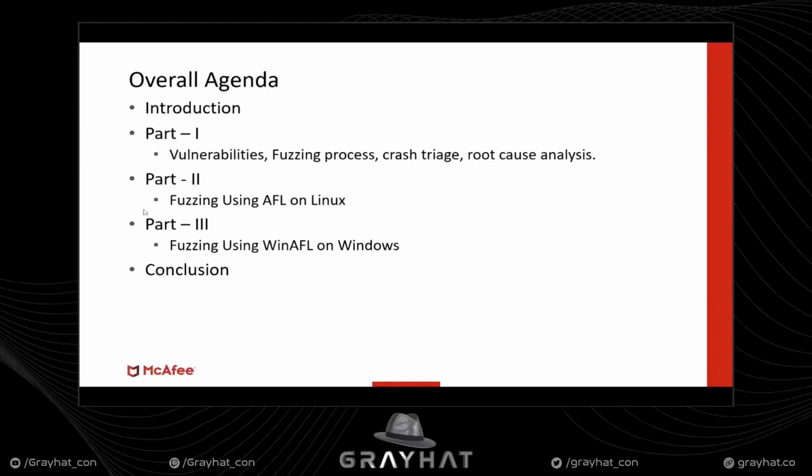So the key takeaways from this training will be understanding of different types of vulnerabilities, understanding what is fuzzing, how does a fuzzer work, and what is AFL, what is WinAFL, and how do they work on Windows as well as on Linux operating system. This training will also give you a basic understanding of what is root cause analysis, what is crash triage, what are tools involved in that, and how you can do it yourself. I hope that you will find my training useful. And with that, let's start.